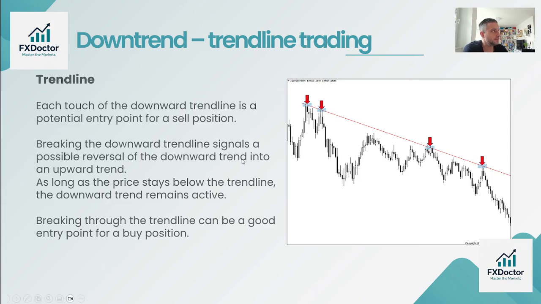Trend line. Each touch of the downward trend line is a potential entry point for a sell position. A break in the downtrend trend line signals a possible reversal of the downtrend into an upward trend. As long as the price stays below the trend line, the downward trend remains active. Breaking through the trend line can be a good entry point for a buy position. Okay, 1, 2, 3. This is a sell position. 4. This is a sell position.